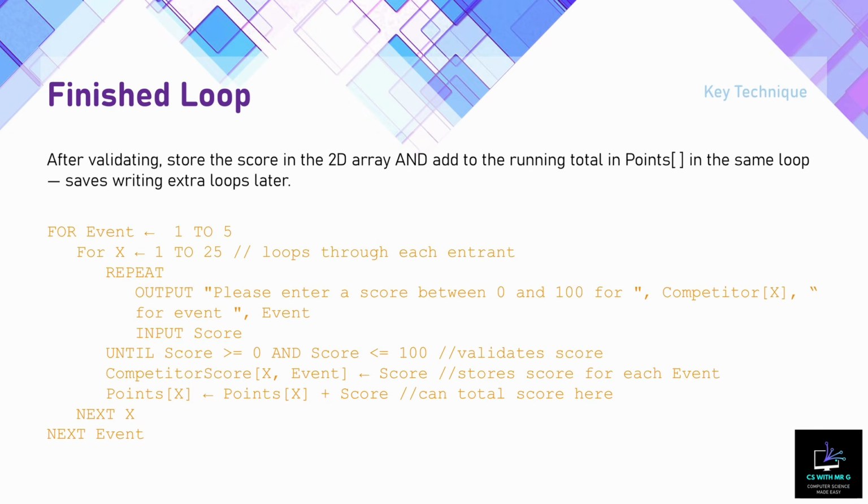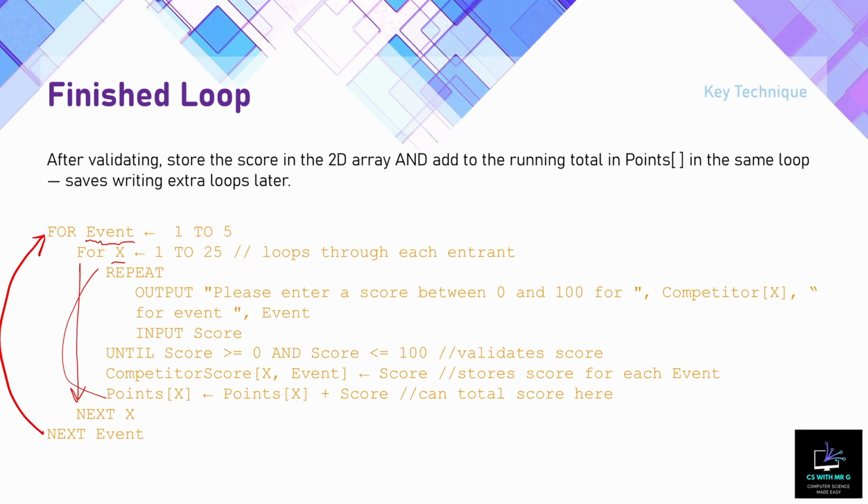So this is the finished loop, and you can see the nested for loop that we've mentioned. We've got the loop inside the loop. I've called the first loop event to make it a bit easier to understand, and then X simply represents each competitor. So this loop will run 25 times for each person, and then we'll loop round 5 times for the event. The code inside this loop is what I've just showed you, but seeing it as part of the nested loop, hopefully now this makes sense as to what we've been doing.